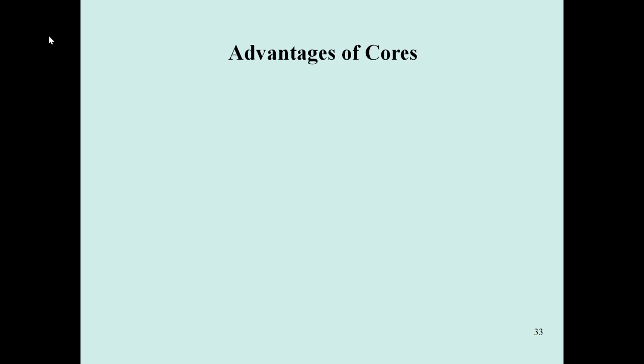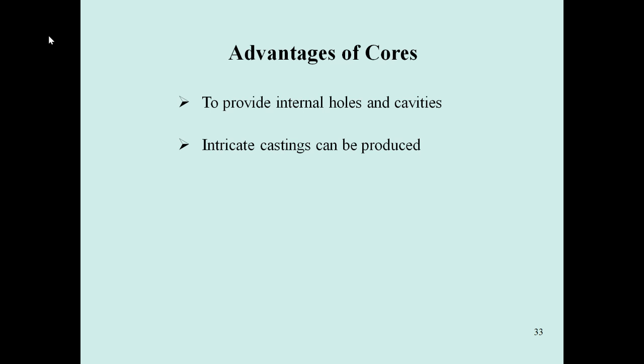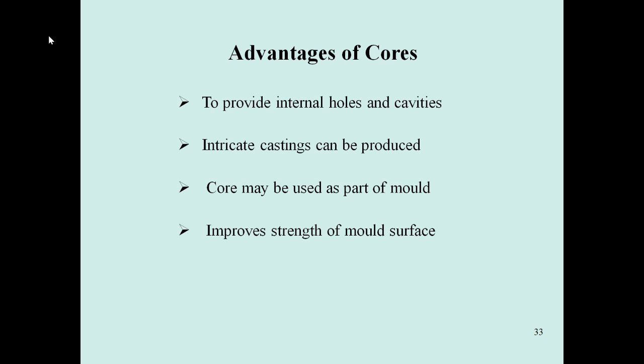Next, what are the advantages of cores? To provide internal holes and cavities, intricate castings can be produced. Core may be used as part of the mold. It improves the strength of the mold surface. All these are the advantages of cores, and they are also used as part of the gating system.